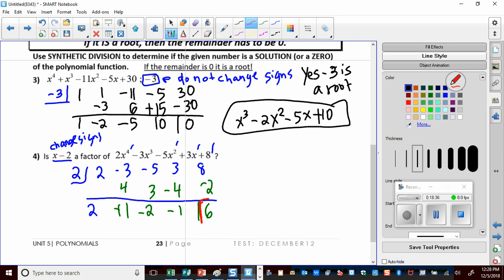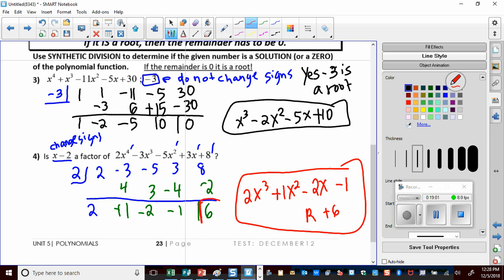This is my remainder. There is no 0 at the end. So when I write this out, I have the answer is 2x cubed plus 1x squared minus 2x minus 1 remainder of +6. And that's my final answer. Okay? Moving on, number 5.